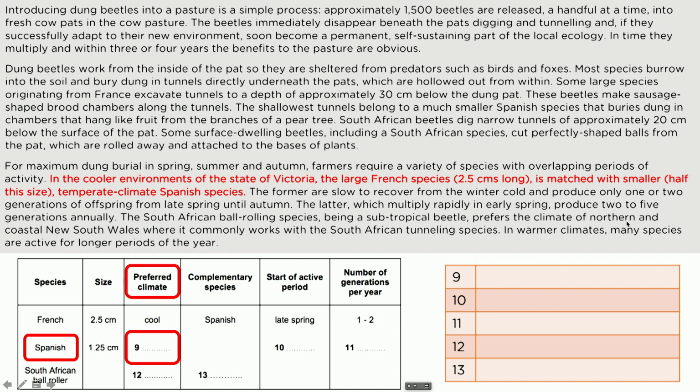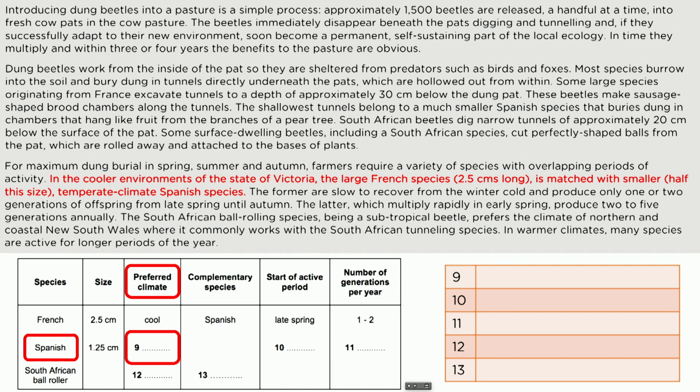So we want to find the Spanish species. We're looking at question number 9 here, which is in the column preferred climate. So we're going to be scanning our eyes over to look for the word climate, and especially the word Spanish, because we want to know what type of climate this dung beetle lives in. The sentence highlighted says, in the cooler environments of the state of Victoria, the large French species is matched with smaller, temperate climate Spanish species.